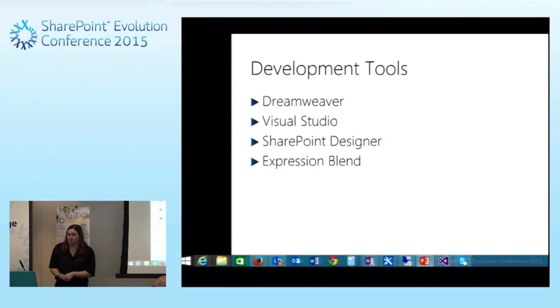When you're in SharePoint 2013, the designer doesn't have design view anymore, so it's all code to work with any of the asset files. So at that point, it really truly doesn't matter what tool you use because you get the same view anywhere you are.